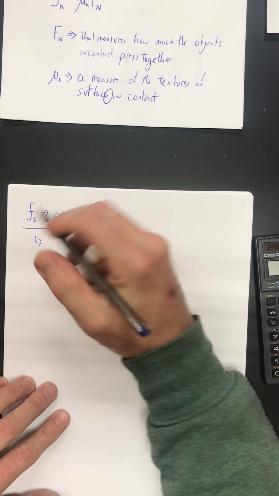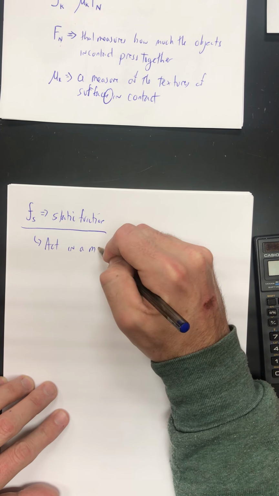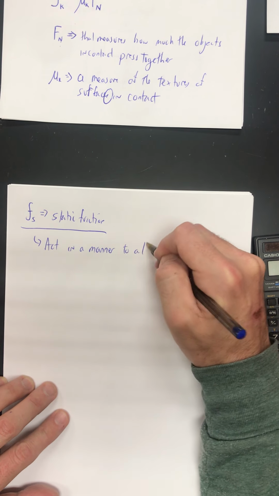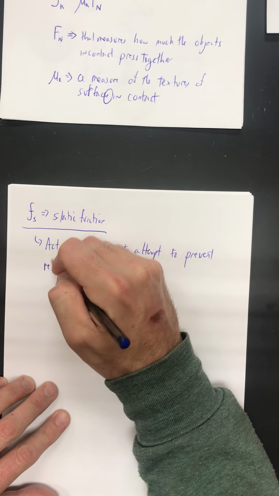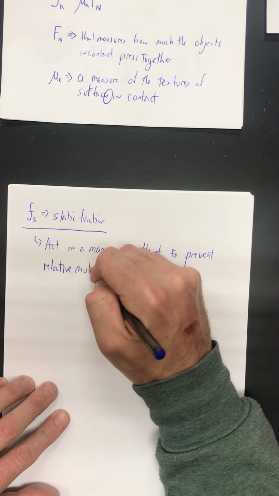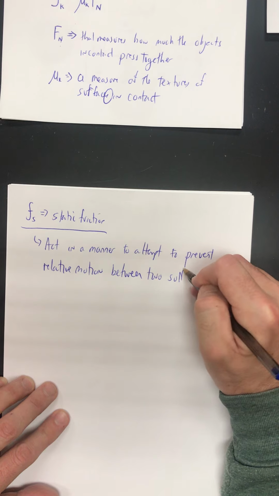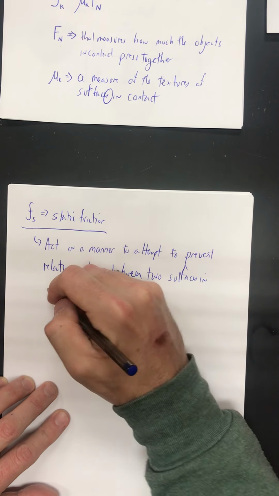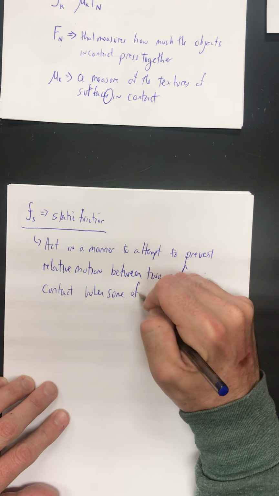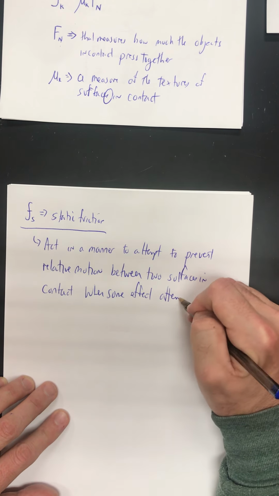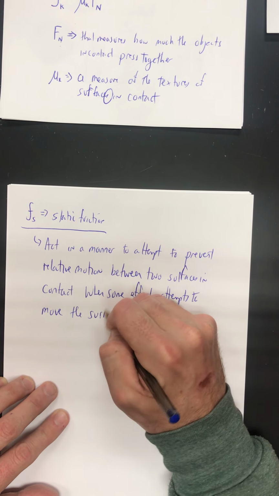Now, static friction is going to act in a manner to attempt to prevent relative motion between two surfaces in contact when some effect attempts to move the two surfaces relative to each other.